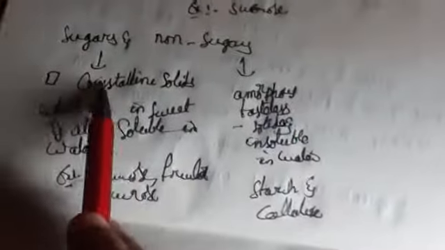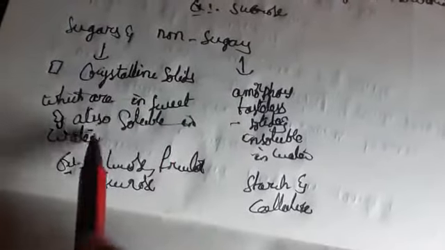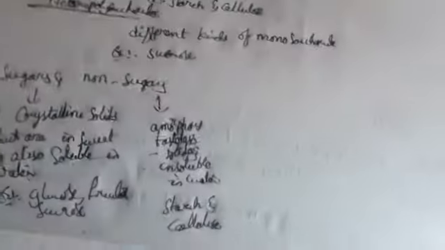Carbohydrates are also classified into two types, that is sugars and non-sugars. Sugars means what? Crystalline solids which are sweet in taste and also soluble in water, we call it as sugars. Example glucose, fructose, sucrose. Coming to non-sugars, these are amorphous, tasteless solid and insoluble in water, we call it as non-sugars. So here starch and cellulose are the examples. So these are the classifications of the sugars. So this is the general introduction and this is about the carbohydrates. Tomorrow I will go into the main topic.